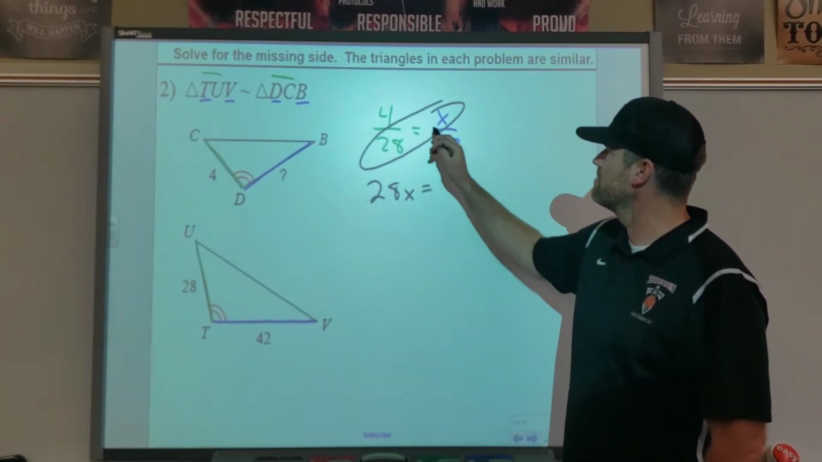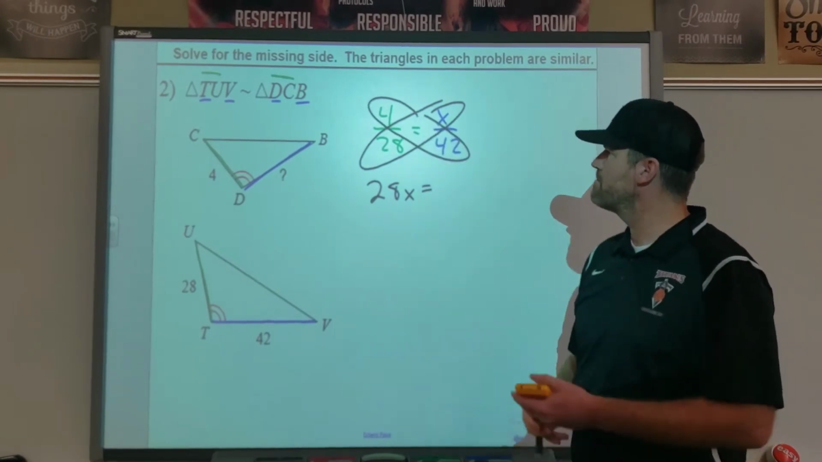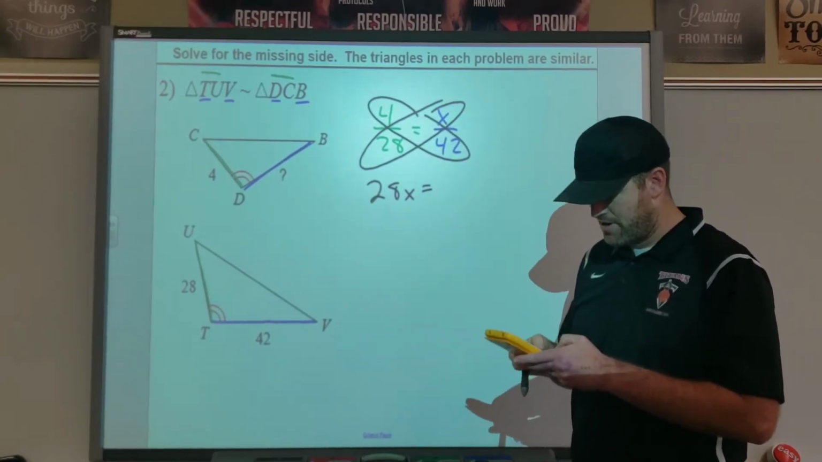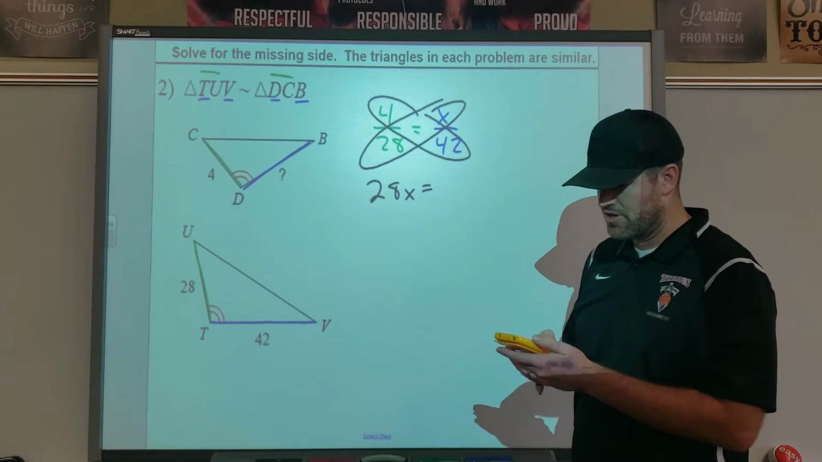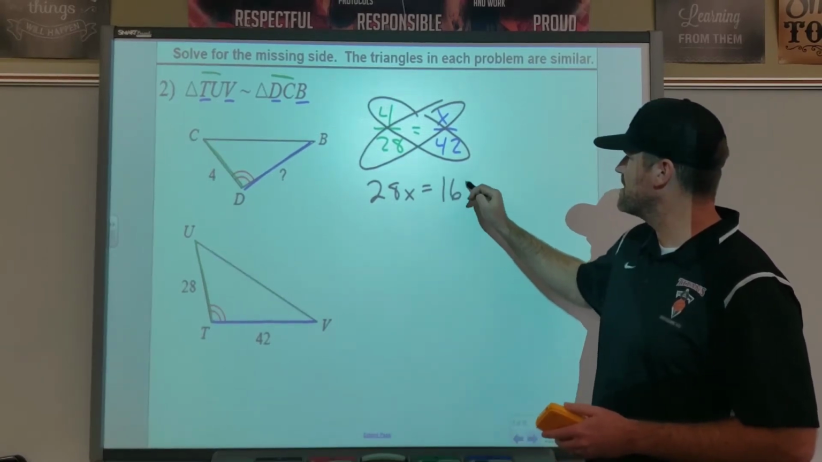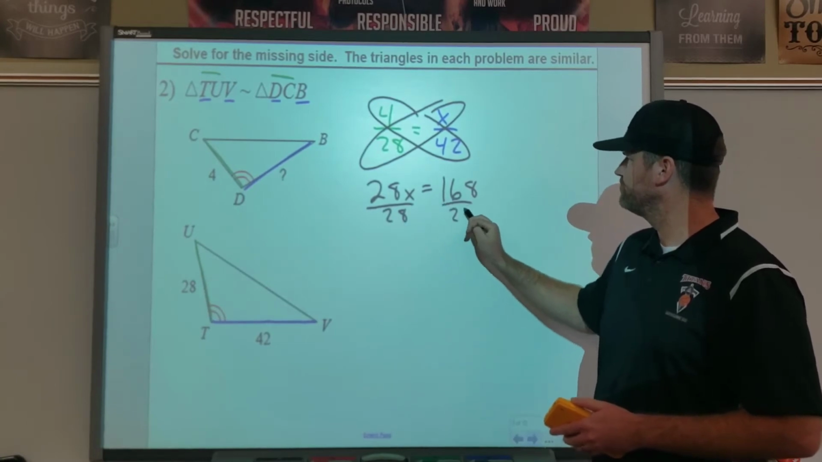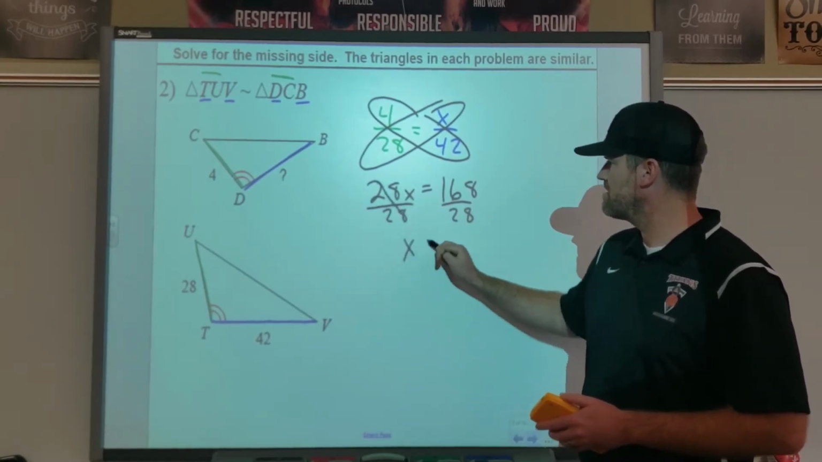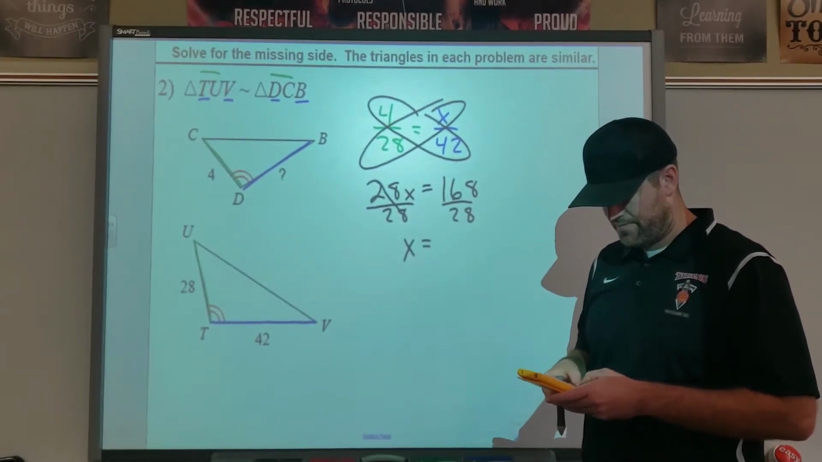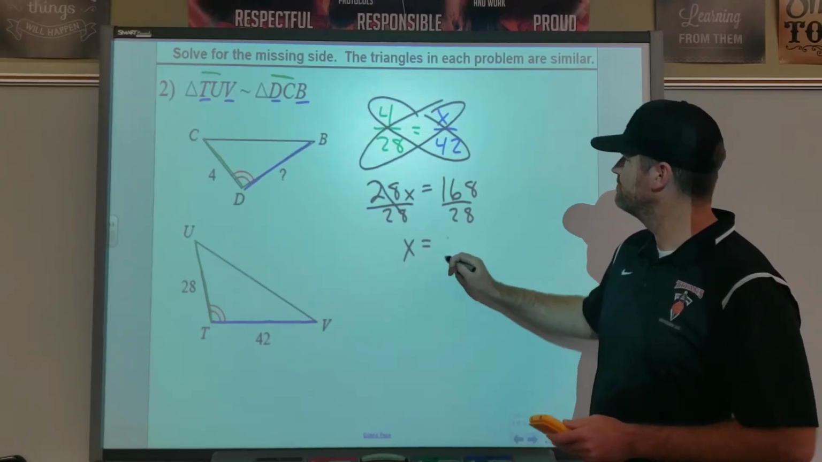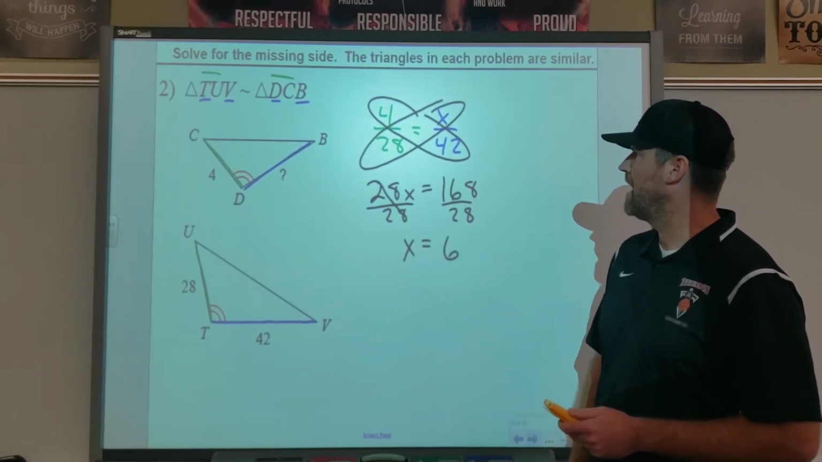28x equals 4 times 42, which I'm pretty sure I know, but I'm going to double check it just to make sure. There we go, 168. Divide both sides by 28. And x equals 6. Voila.